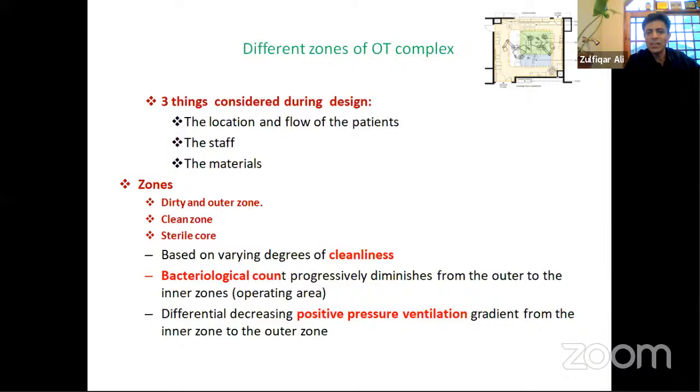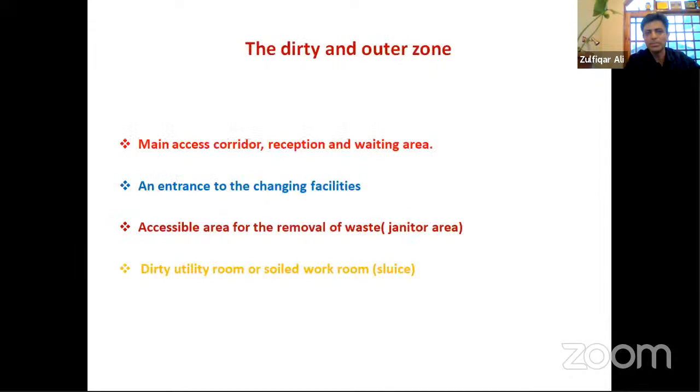The basic parameter is the degree of cleanliness, which increases from the outer to the inner zone, where we have the sterile core, which is the cleanest of all three areas. The second criterion is the bacteriological count, which is minimal in the core area. And then we have a positive pressure ventilation gradient, which increases from the outer zone to the inner zone. So we have to keep these things in mind once we design an operating room.